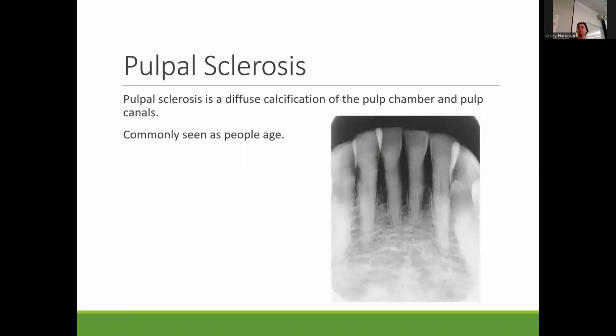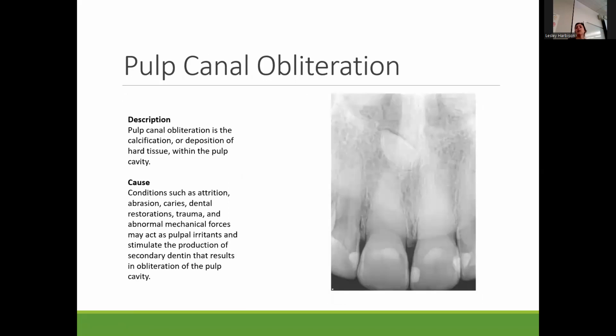But that's that. Pulpal sclerosis, you can see that the pulpal chamber kind of just scarred over and sort of fused. There's not a very large pulpal chamber, and this happens naturally as we age. We get secondary dentin buildup and our pulp chambers become smaller, but it can happen for other reasons as well, but you'll see it more in older people. And then pulp canal obliteration, this one you can see there's something extra there too, but there's just no pulp chamber at all.